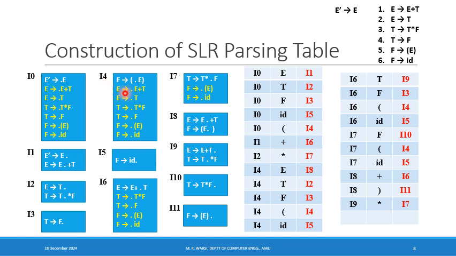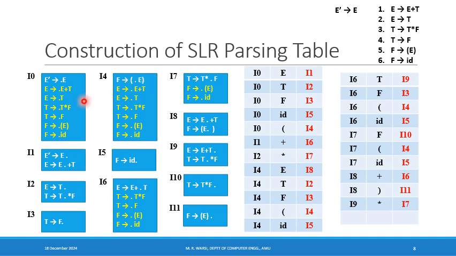Now here, the LR0 items that I'm showing in yellow color are the LR0 items which have been obtained after taking the closure. And the ones that I'm showing in white color are the LR0 items that have been obtained by shifting the dot from the previous state.